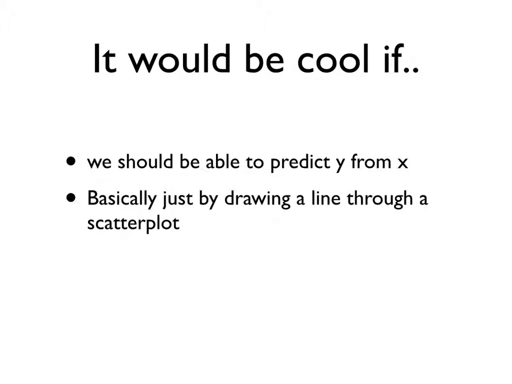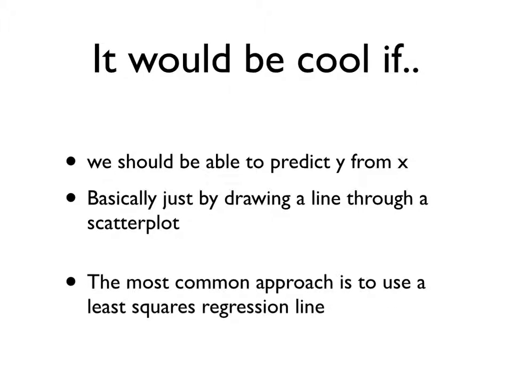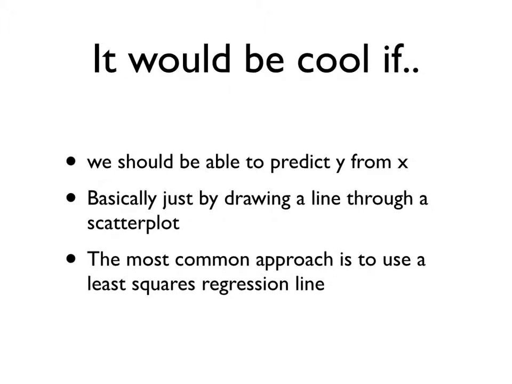We want to be able to make a nice straight line. But as I showed you, it'd be hard to choose between a few different straight lines. So what we end up using is what's called a least squares regression line.